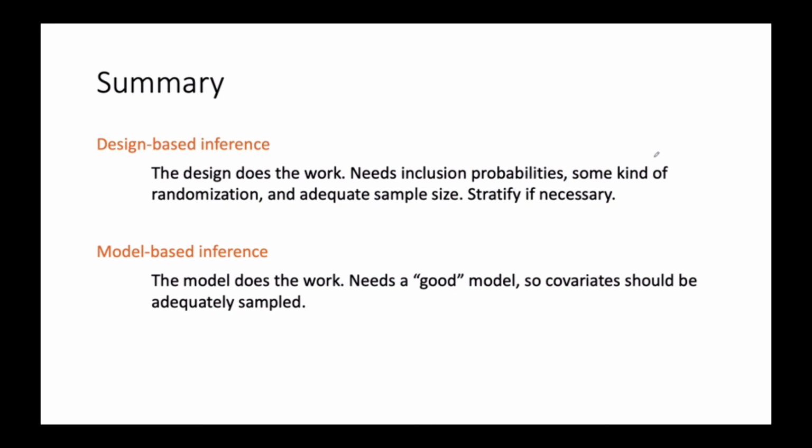With model-based inference, it's the model that does the bulk of the work. What we're aiming to do is to estimate the relationship between covariates and the outcome of interest well. This means that we need a big enough sample size to estimate that relationship well, and we need a range of covariate values so that we're not extrapolating too far beyond the range of the data.